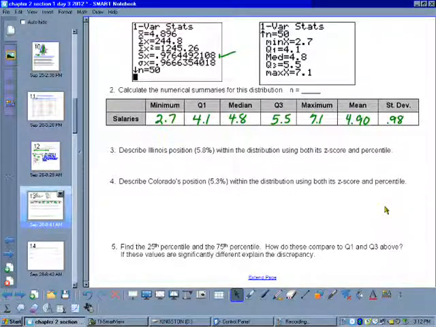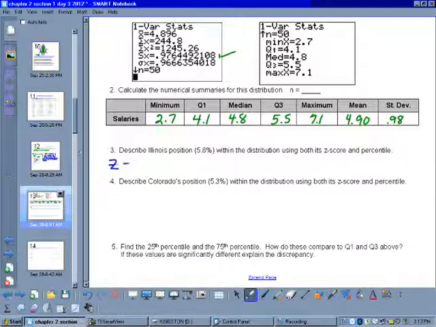Now we're going to analyze a couple individual data points. I would like us to describe Illinois' position. They are at a 5.8% unemployment rate, and I'm going to use both its z-score and a percentile. So let's do the z-score first, since that's what's asked for first.